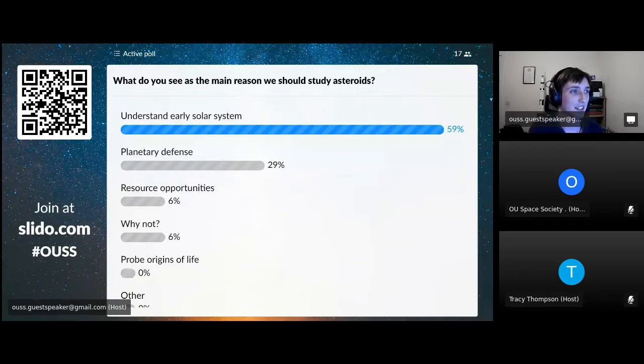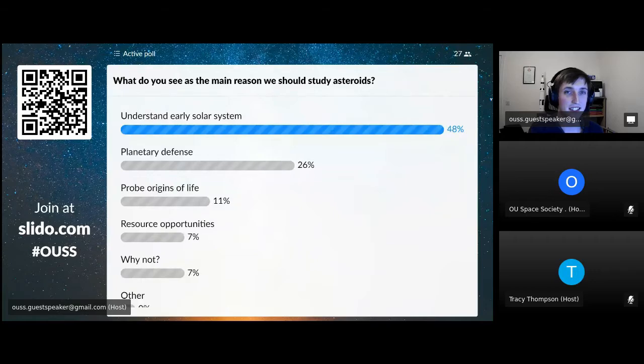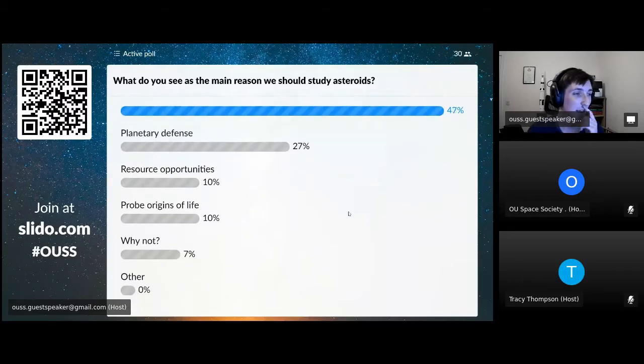Okay, so we're seeing a lot of votes for understanding the early solar system. A lot of people arguing for planetary defense. It's good to see all the votes coming in. I like the 7% of you that have gone for just why not. It's a real astronomer's attitude.